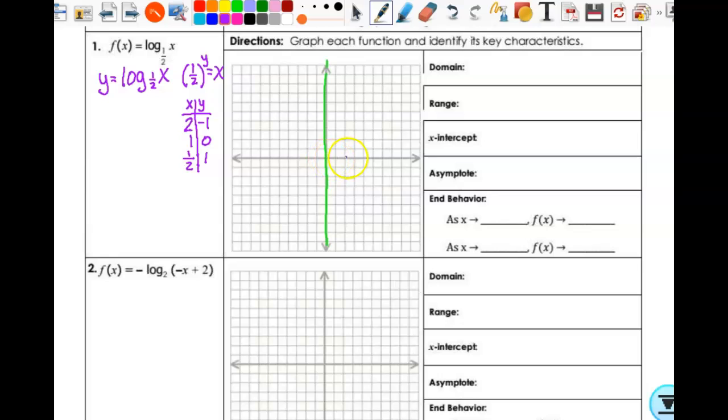So I'm going to go to (2, -1), I have a point there. I go to (1, 0), and I go to (1/2, 1). My graph looks like this.